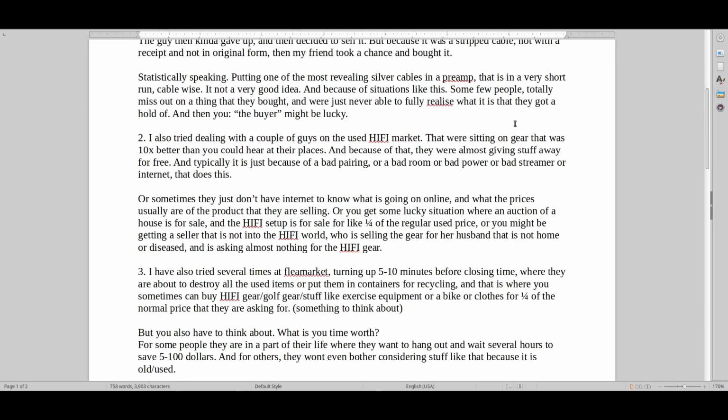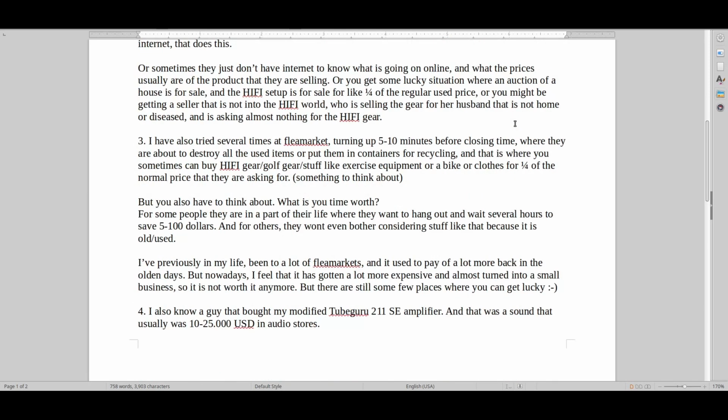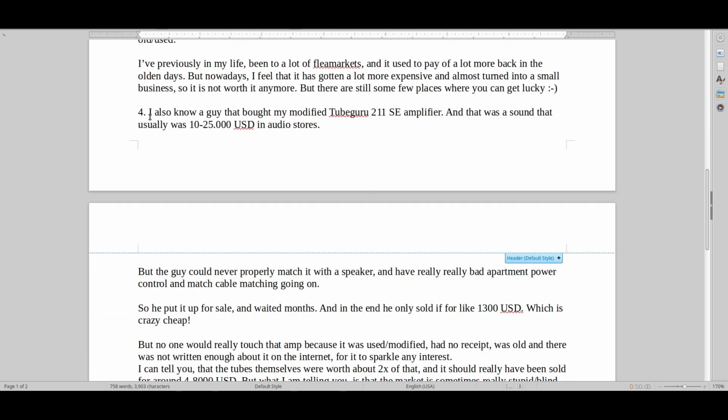So it tells you that there are some hidden gems on the market. And I also did that with this. I remember selling a Tube Guru amp to a guy, and it was something that you usually pay $10,000 to $25,000 for, for that type of sound. But he couldn't get it to work. He couldn't match it with a proper speaker. He didn't control the power, his cables, and a lot of stuff like that. He had basically 50 different brands of cables, and all kinds of weird and cheap CD players. And he even had some DAC, some RIAA, and all kinds of stuff like that.